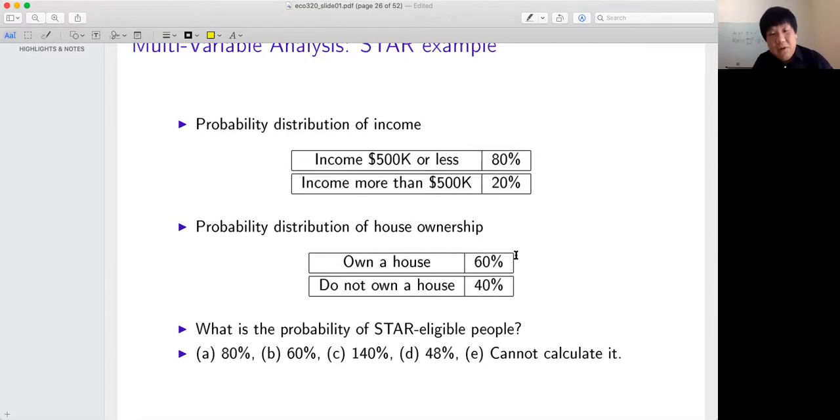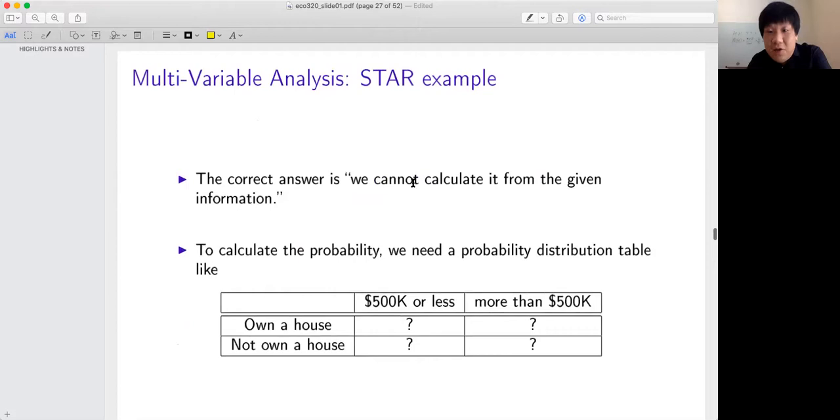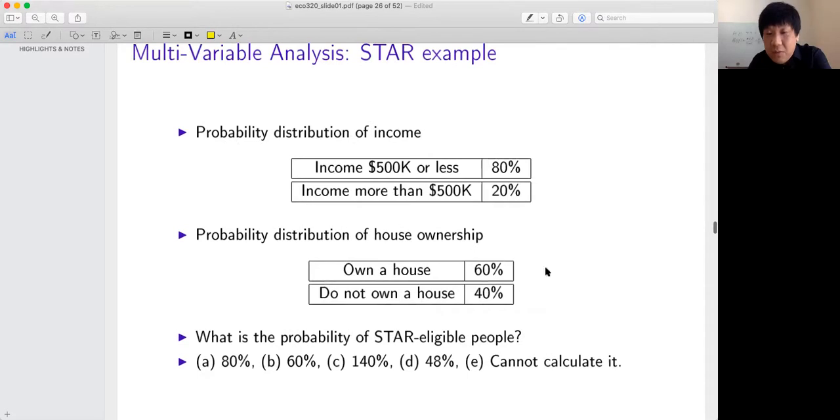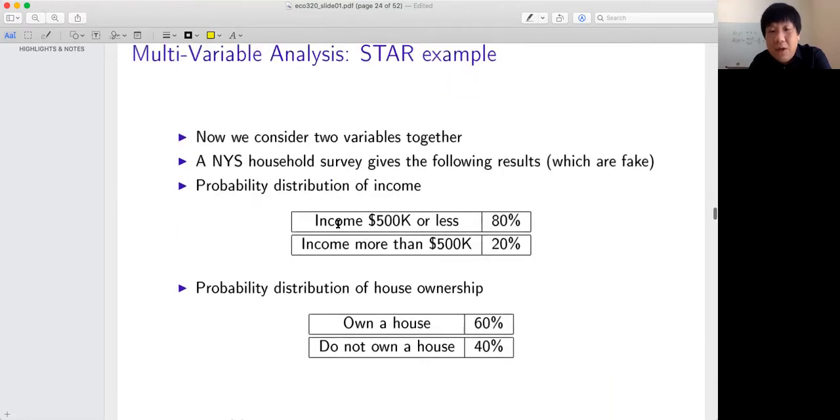So I'm gonna repeat the answer. The answer is we cannot calculate it given the information. To calculate the probability, we need to know the probability distribution table. The reason why you cannot get the probability of the STAR eligible people is because these are independent probabilities. You are looking at the distribution for income and the distribution of house ownership separately.